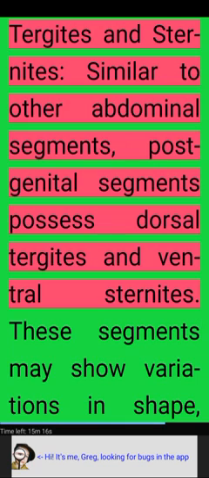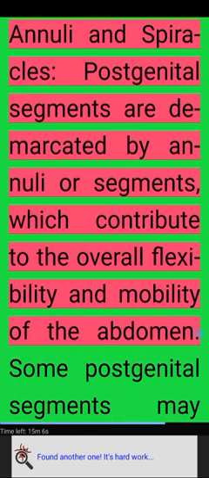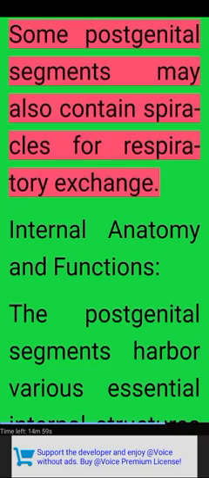Tergites and sternites. Similar to other abdominal segments, postgenital segments possess dorsal tergites and ventral sternites. These segments may show variations in shape, size, and ornamentation, reflecting the insect's lifestyle and behavior. Annuli and spiracles. Postgenital segments are demarcated by annuli or segments, which contribute to the overall flexibility and mobility of the abdomen. Some postgenital segments may also contain spiracles for respiratory exchange.